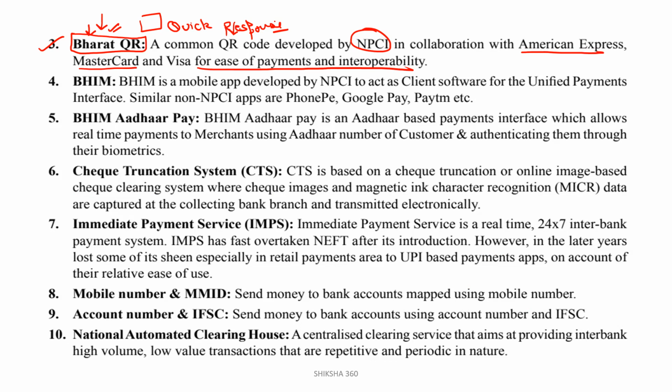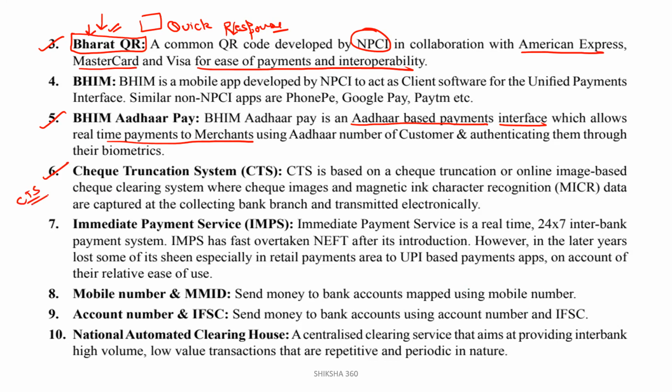Fifth one, that is Bheem Aadhaar Pay. It is an Aadhaar-based payment interface which allows real-time payments to the merchant using the Aadhaar number of the customer and authenticating them through their biometrics. Like the AEPS, it is a similar type of thing. Basically, in AEPS the customer withdraws money from the business correspondent, while here the customer pays money to the merchants. This is the difference.